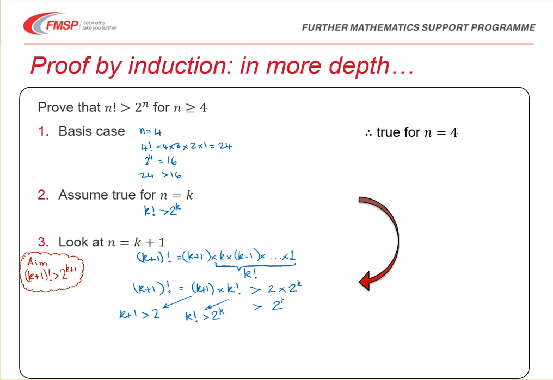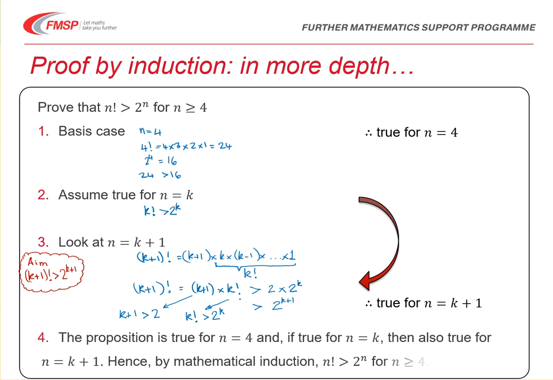which means 2 to the power k plus 1 using a simple power law. and I've proved my aim. I've proved that k plus 1 factorial is greater than 2 to the power k plus 1. Therefore, my proposition is true when n equals k plus 1.